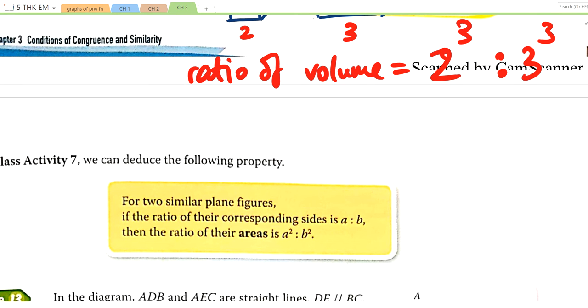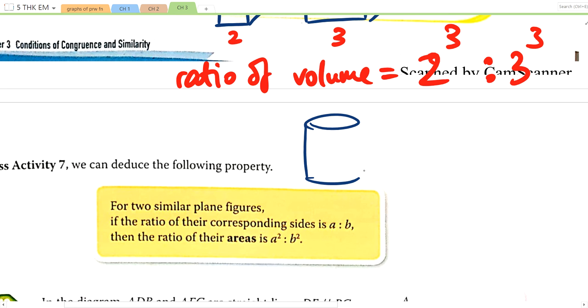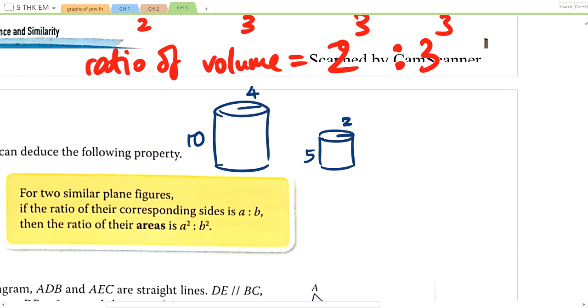Same thing for example, a cylinder. Let's say we have a cylinder over here, and it is similar to a smaller cylinder. So let's say here I have 10. Let's say this is 5. Okay, the height 10 and 5. Then I give you the radius over here, this being 4. What do you think is the radius over here? How much is it? 2. You are right.